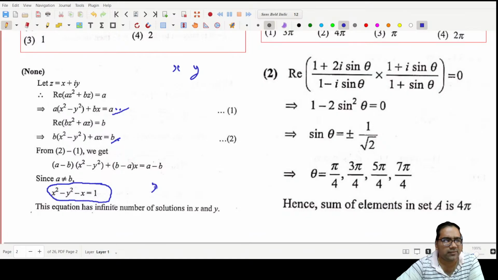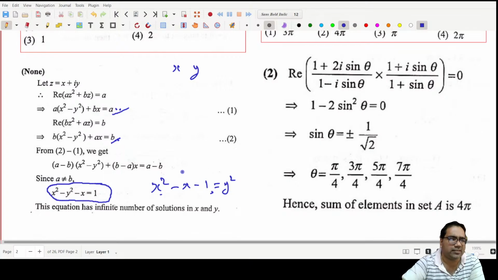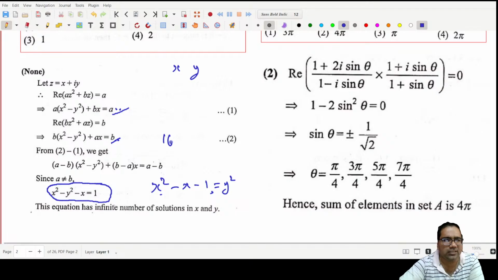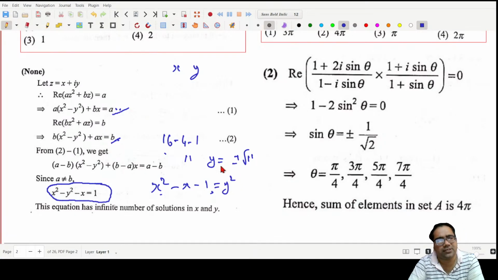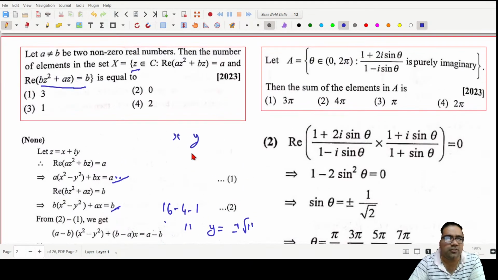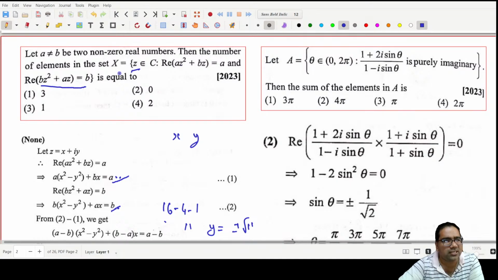So what does it mean? x square minus x minus 1 equals y square, right? You can always choose some random x. Let's say if you choose x as 4, then 16 minus 4 minus 1 becomes 11. y equals plus or minus root 11, you can take. If you choose some other number, x as 10, you will get some other two y's. So there are actually an infinite number of solutions. Here, he did not give some other restriction. He should have given some restriction, like x greater than or less than some value, or y greater than some value.